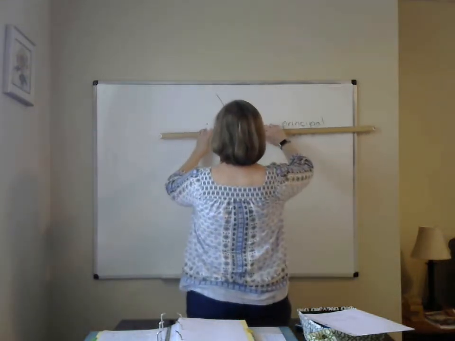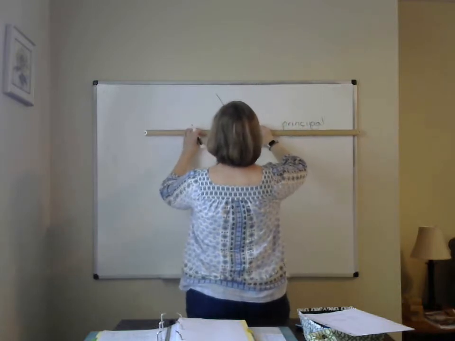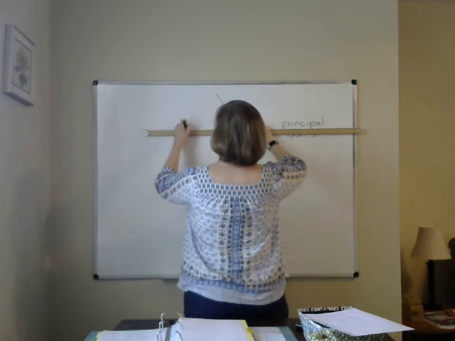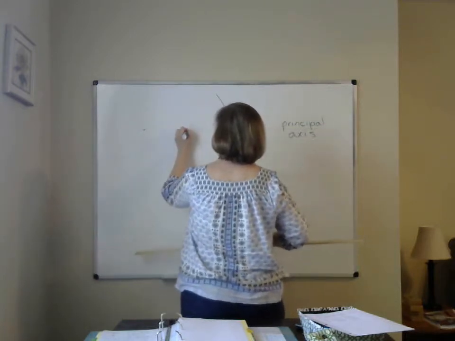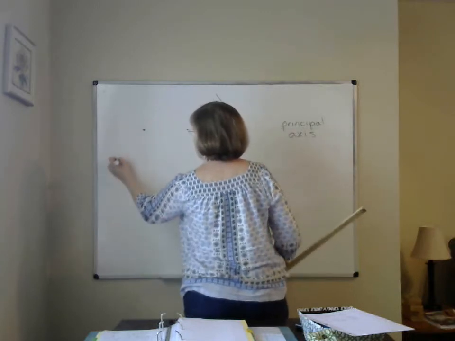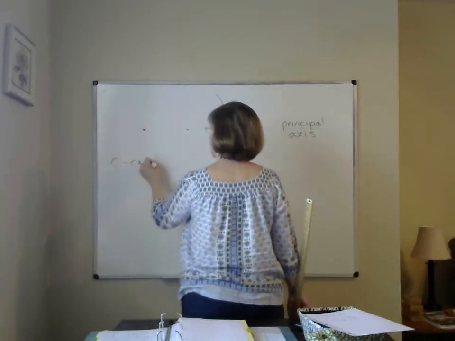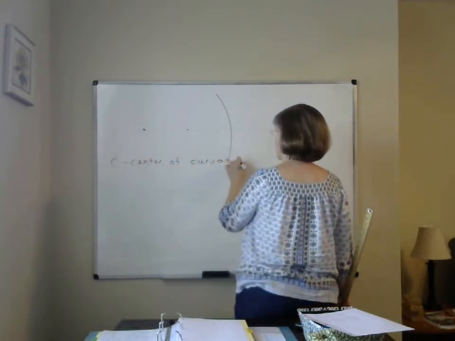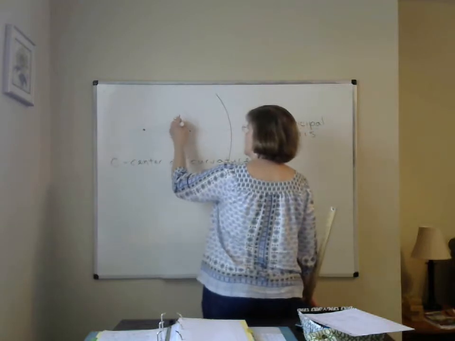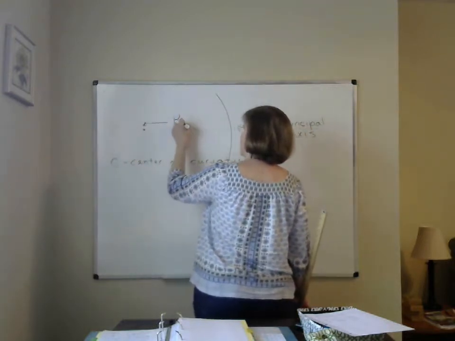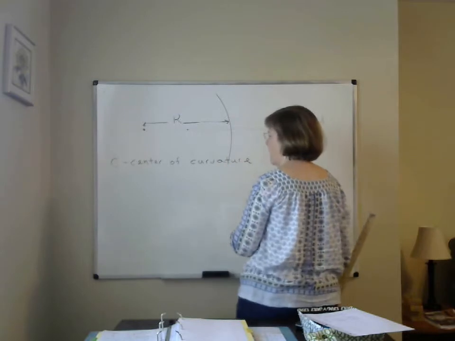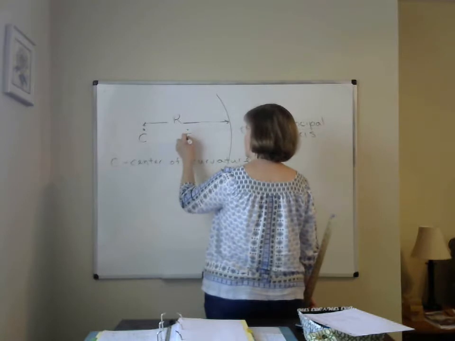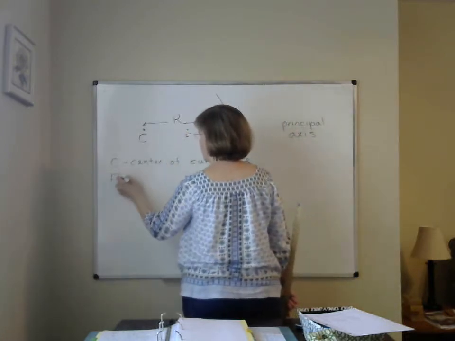There is a location that would be called the center of curvature. I'm going to put my center of curvature back here. And there's another point halfway through. So C is the center of curvature. That means the radius would go from that point all the way to the mirror. And point F is called the focal point.